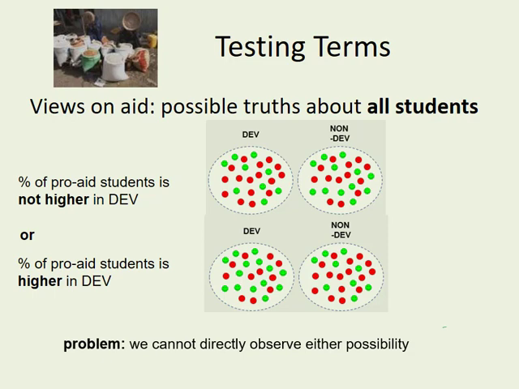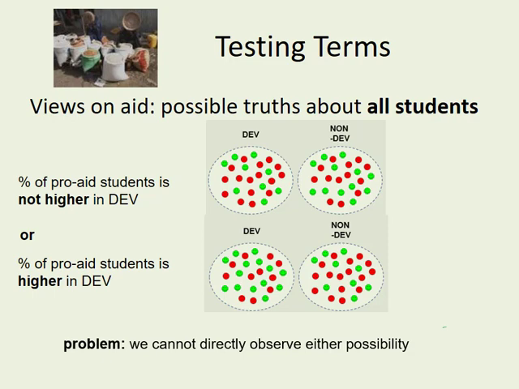The problem is that we can't directly observe either possibility because we haven't got the time and the resources to speak to everybody in the population. And even though I've drawn just a certain number, 10 or 20 people here, this is meant to represent everybody, so it could be hundreds or thousands of dev students and non-dev students if you go back years to all the people that have ever done dev and so on. So we haven't got the time to observe the whole population, so what can we do?